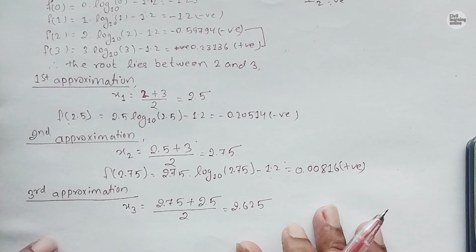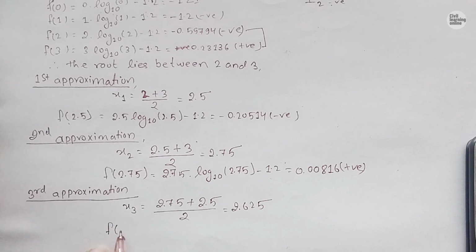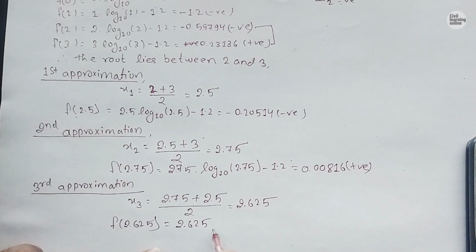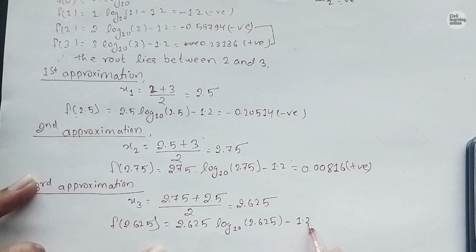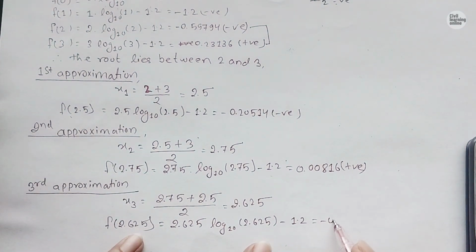2.625. Now I am not going to use the calculator. I will simply provide the value so that the video won't be that lengthy, and I would be able to explain every important thing in a few times. So 2.625 log base 10 of 2.625 minus 1.2, and on solving this we will get minus 0.09978, which is a negative value.